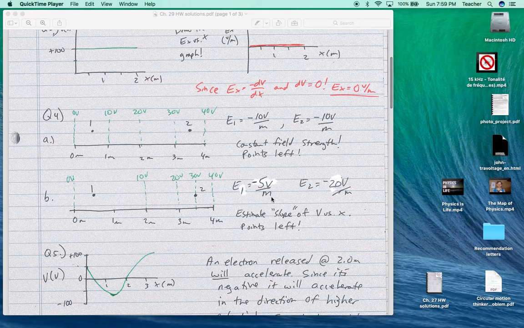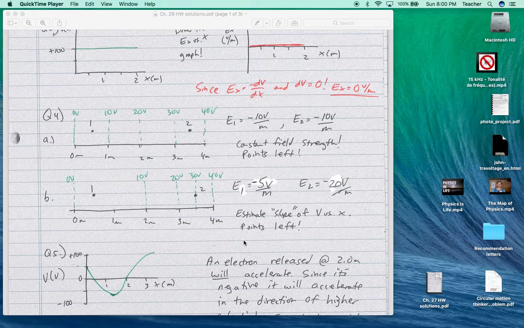Here, however, this one is a little harder to tell. We don't know if this is really uniform between 0 and 10 volts. It seems like it's getting less and less steep, but the best information we have to go on is that it goes from 0 to 10 volts from 0 to 2 meters. Once again, that means the lower potential is at the left. That means it's a negative electric field. Since it's a vector quantity, 10 volts divided by 2 meters is negative 5 volts per meter.